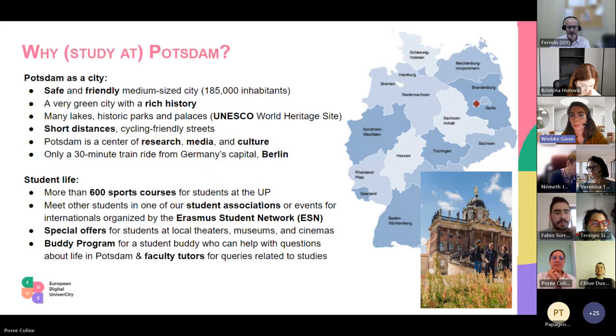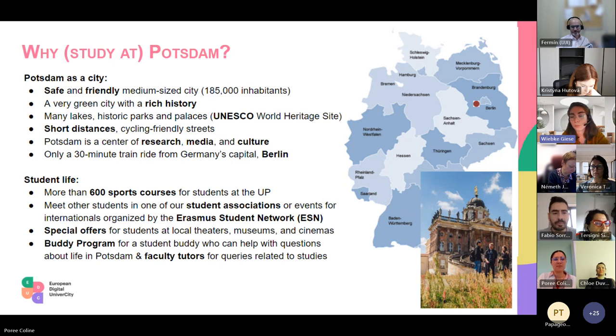First, a little bit about Potsdam itself. Potsdam, you can see on the map of Germany, the red dot. It is located in the federal state of Brandenburg, which surrounds Berlin, the capital city. And Potsdam is a medium-sized city of around 185,000 inhabitants, so it's a good size. It is also a very safe place to live in, and we don't have beaches, but it's still a very nice city because we have lots of lakes, lots of parks, and even palaces. Because it is a very historic place, you can see it in the picture a little bit. That is part of the campus Neues Palais, which is one of our three campuses. I will tell you more about that in a minute.